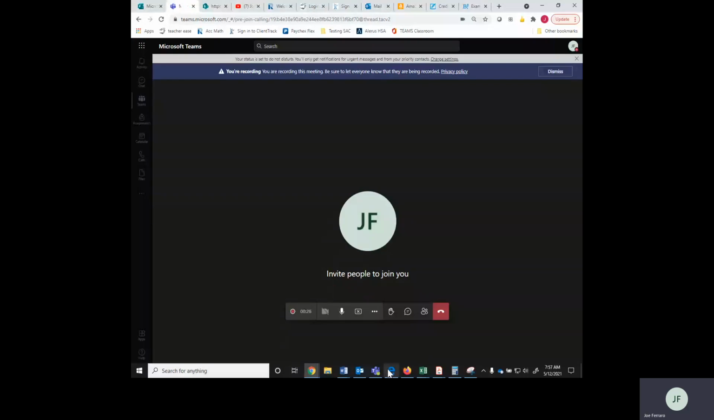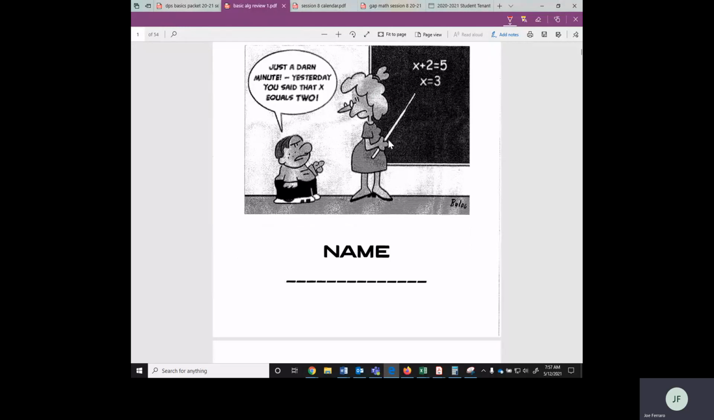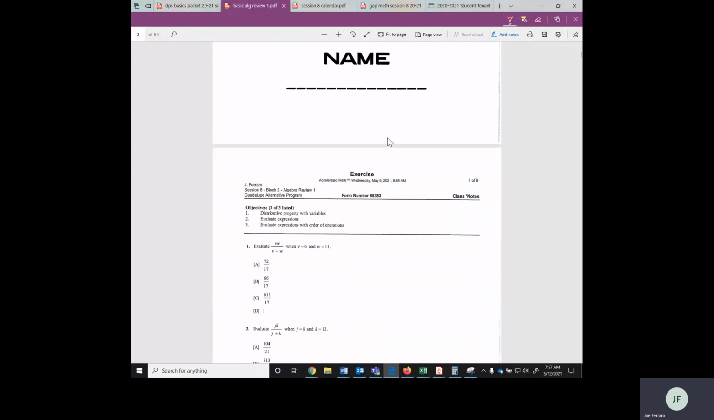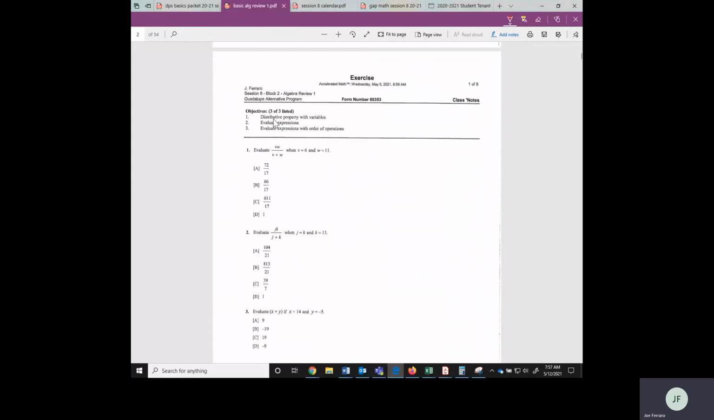So, you should be grabbing your packet, which looks like this. If you don't have your packet, hit pause, go grab that, and you'll be copying the notes that I do in this packet. The 3 topics we're going to go over today are distributive property with variables, evaluate expressions, and evaluate expressions with order of operations.